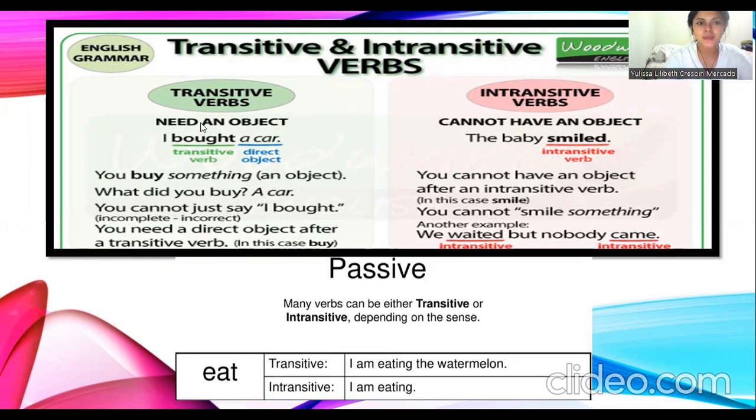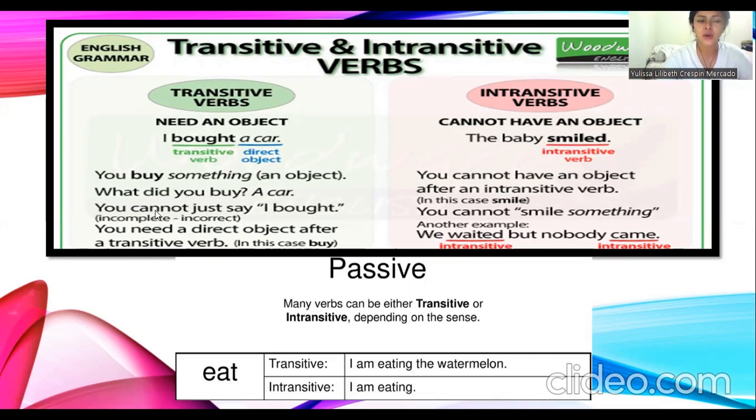Basically, transitive verbs need an object, and intransitive verbs cannot have an object. Here we have an example. I bought a car. Bought is the transitive verb, and the direct object is a car. However, in the case of intransitive verbs, we have the example: the baby smiled. We just have the intransitive verb because this one cannot have an object, right?